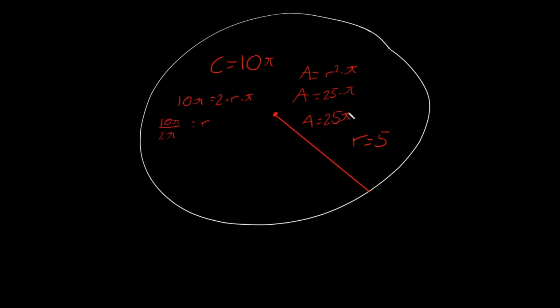And we can put this in a calculator, which I will do very quick. Let's see. 25 pi is roughly equal to 78.5 units squared. And let me outline this, since this is a little bit jumbled up. So 78.5 units squared is our answer to this problem, and we are done.